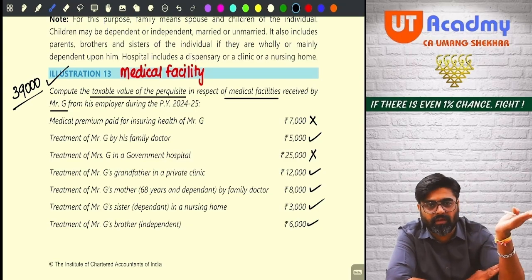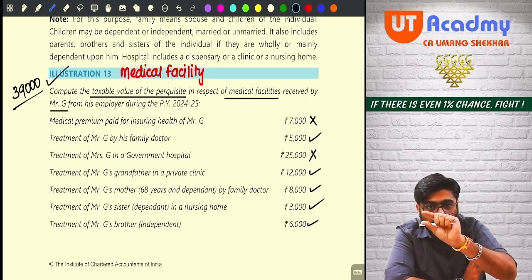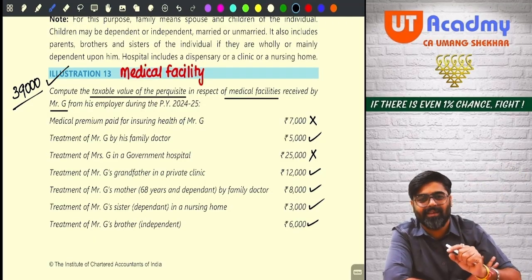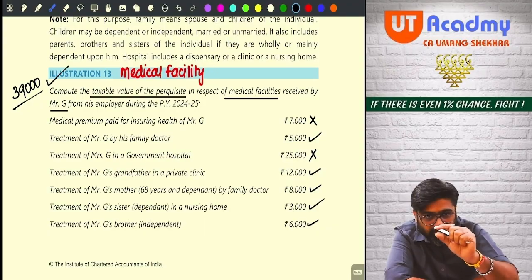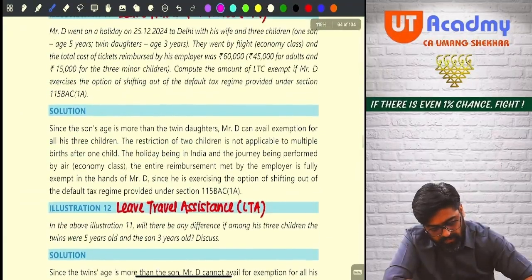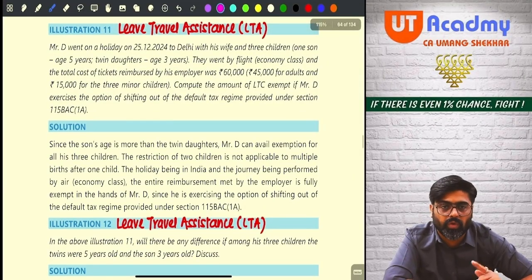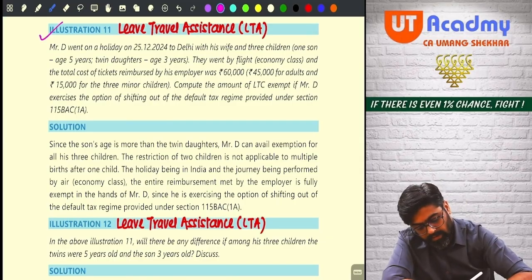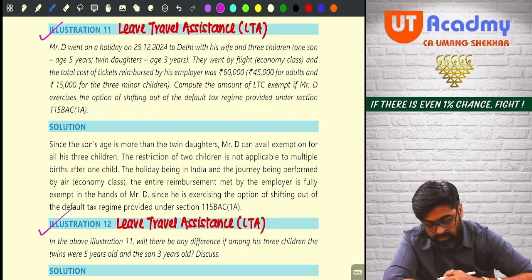So this was the medical facility. Any of these cases, one case can come in your main answer, main question. In the salary question, any one of these adjustments can be given. Got it? Question number 11 and question number 12. Two questions are there. 11 is also there, 12 is also there.